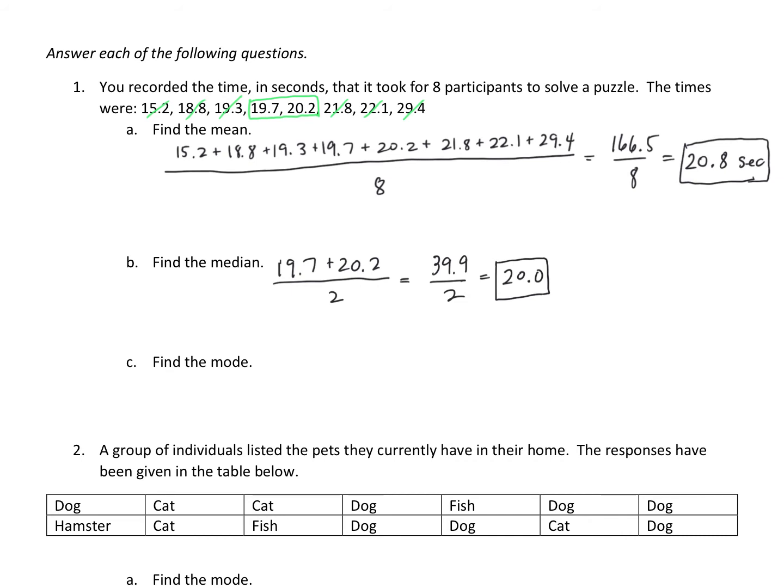Finally, I want to find the mode. The mode is going to be the number that appears the most often. In our case, we don't have any repeated values. They're all different. So you could just say that there is no mode.